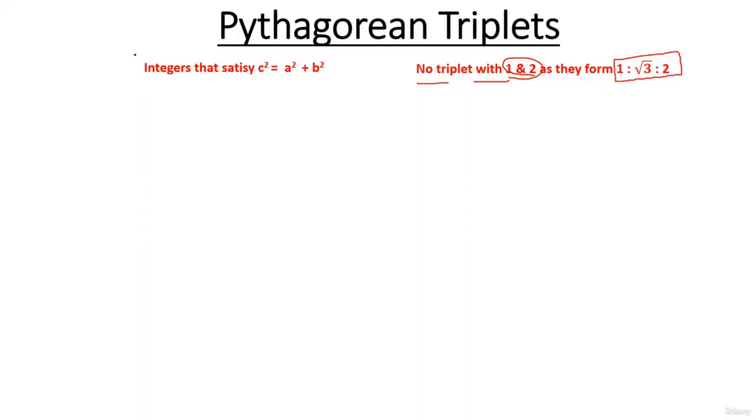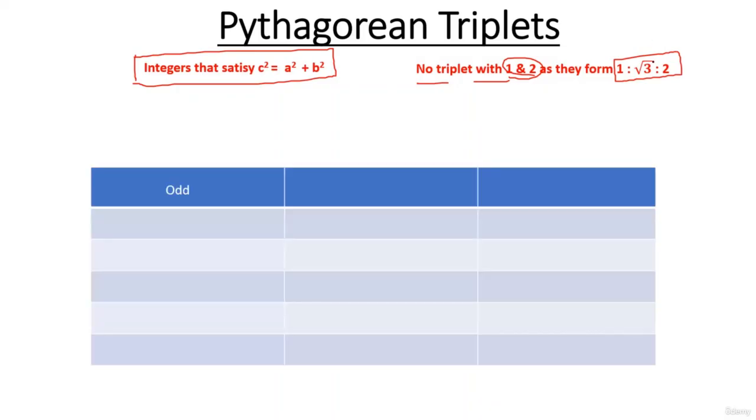So what are triplets? Integers that satisfy c square is equal to a square plus b square, right? And no triplet will be formed with integers 1 and 2. So starting with integers 3, then 4, then 5, 6, 7, 8, and so on, will form triplets, okay? So guys, you can form two kinds of triplets always. Odd triplets, first we will talk about odd triplets. Odd triplets will be derived from odd numbers.